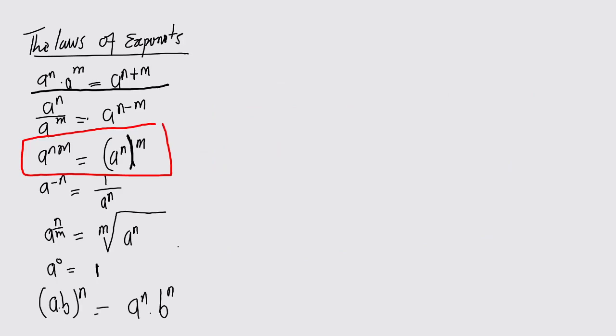So let's continue. Another law is a to the power minus n, which equals 1 over a to the power n. That is another law that you need to understand. Like I said, it is the law, you have to take it as it is. You don't have to struggle about how it became like that. This is a law.